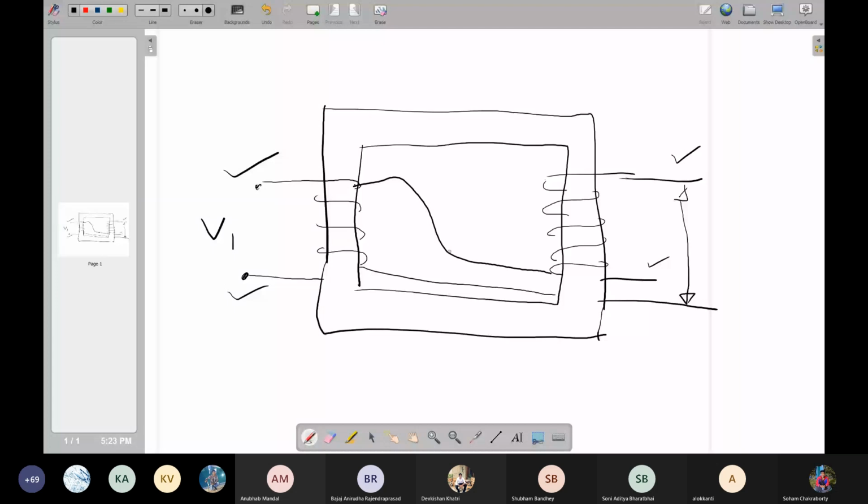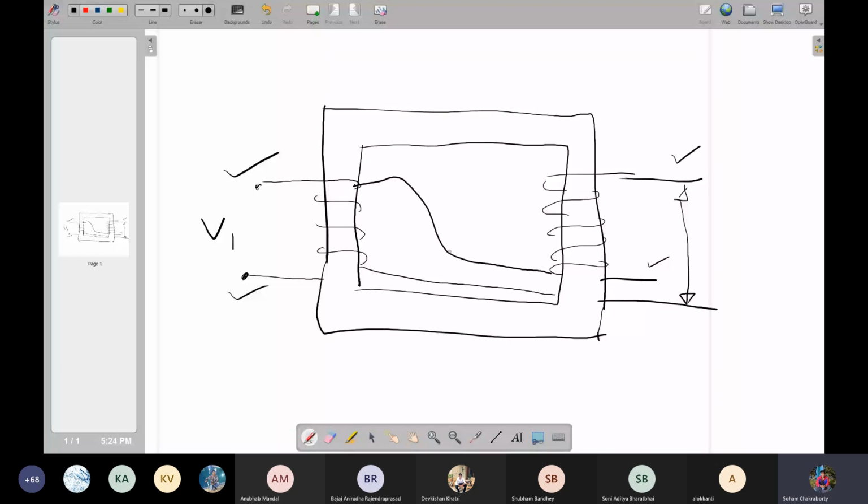Okay? Does it answer your question, Soham? Yes, sir, I got it. Like I was thinking from the diagram you showed earlier, it has to be a circular core. This is a square core, so it can be circular. I was thinking like that, so that's why I said that.